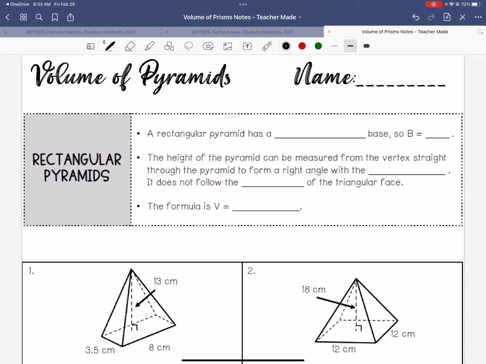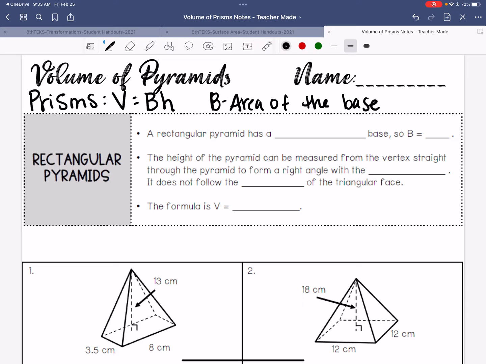Yesterday, we did notes over finding the volume of prisms, and remember that to find the volume of prisms, we use the formula volume equals capital BH, where the capital B stands for area of the base, and it allowed us to change the formula that we used for our capital B based on what the shape of our base was. So we're going to use kind of the same techniques today, but there's one extra thing we have to do with pyramids. So a rectangular pyramid has a rectangular base.